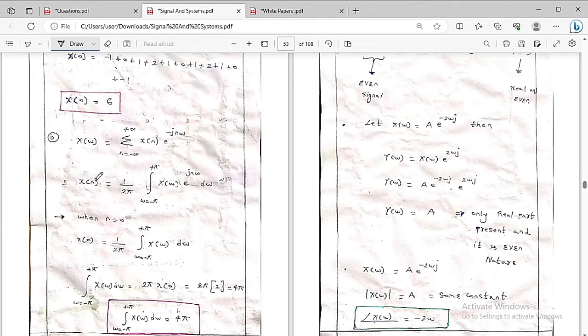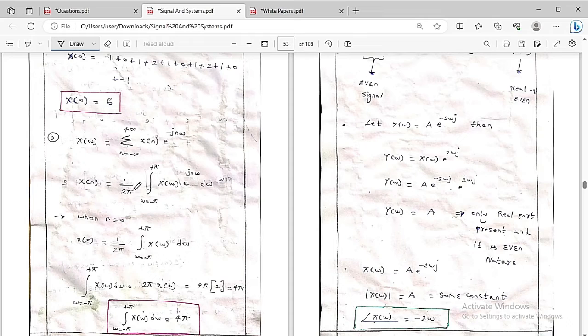If you know x of n, how to get the X of omega I have given. But in the reverse fashion, x of n is equal to 1 by 2 pi times the integration from omega equals minus pi to plus pi of X of omega into e to the power of plus j n omega d omega. This formula I already told you in my classes. So if you know X of omega, this is the formula to get x of n. This is the discrete Fourier transform, and this is the inverse discrete Fourier transform.